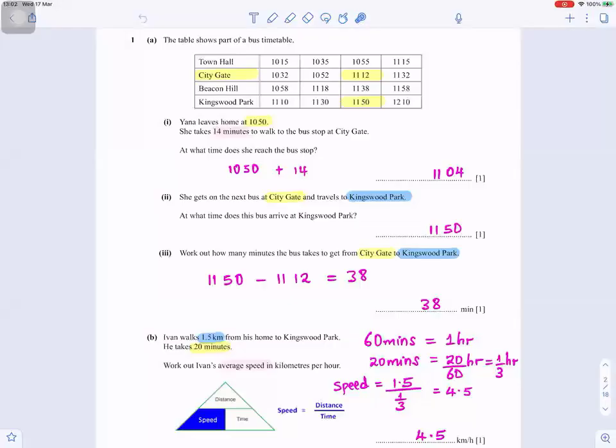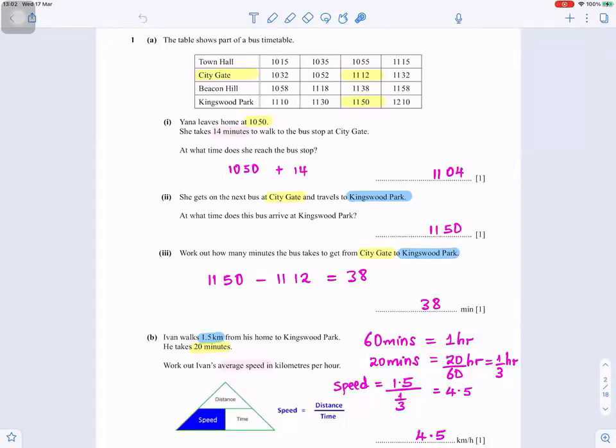Welcome back. The table shows part of a bus timetable. Yana leaves home at 10:50. She takes 14 minutes to walk to the bus stop at City Gate. At what time does she reach the bus stop? So she takes 14 minutes, 10:50 plus 14. You get 10 more minutes, it gets you to 11:00 plus another 4. So it's 11:04. That's when she reaches the bus stop.